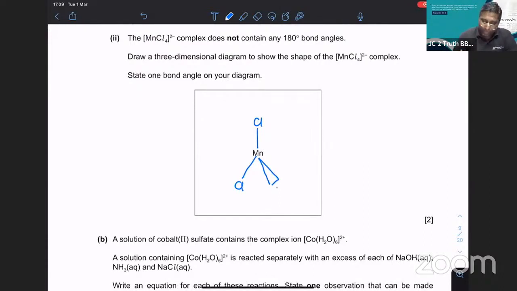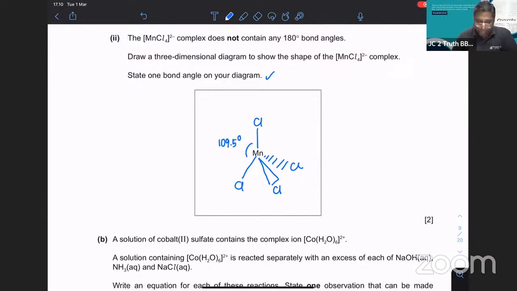Which is going to be another Cl. Another line is going to go behind the paper. So I will give you something like this, and that is going to be the Cl. So this is tetrahedral shape. So you need to show, they say state 1 bond angle in your diagram. The angle is 109.5 degrees. Make sure you show the bond angle in your diagram.